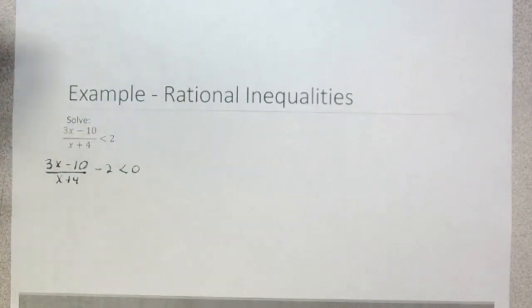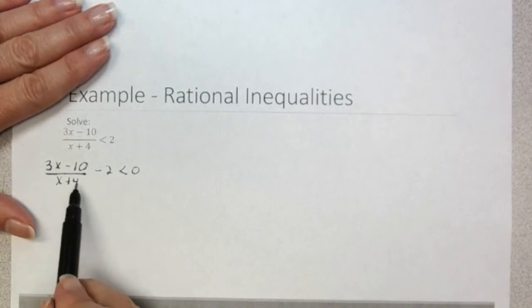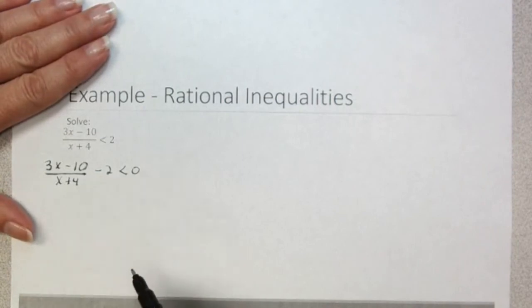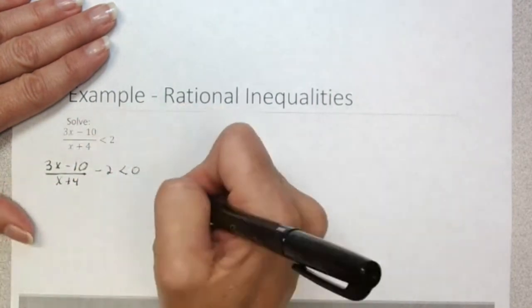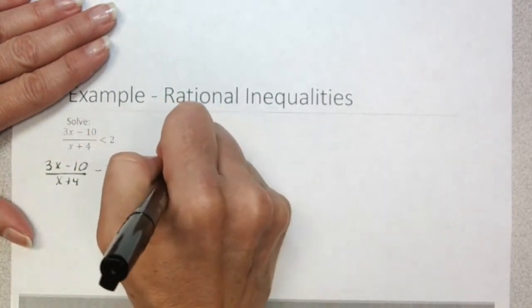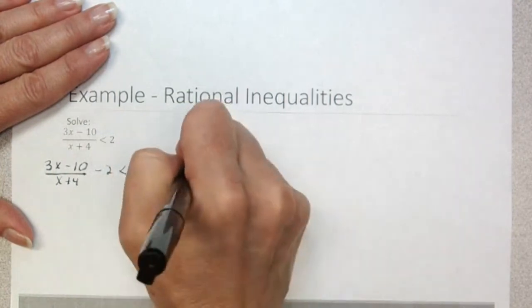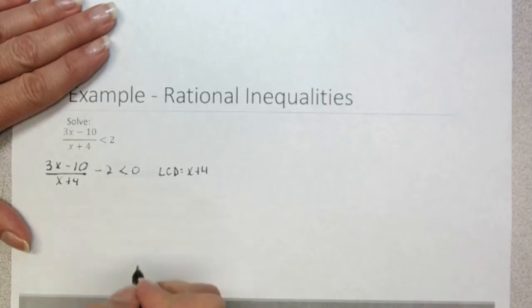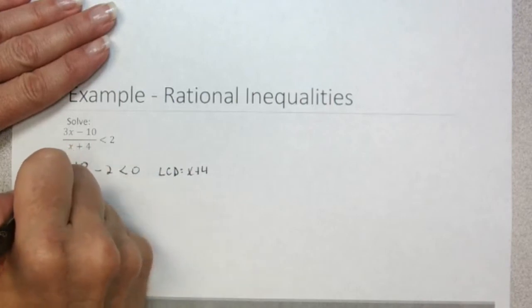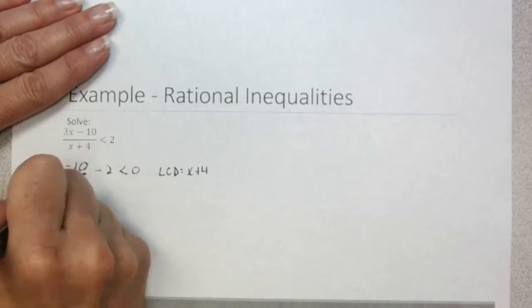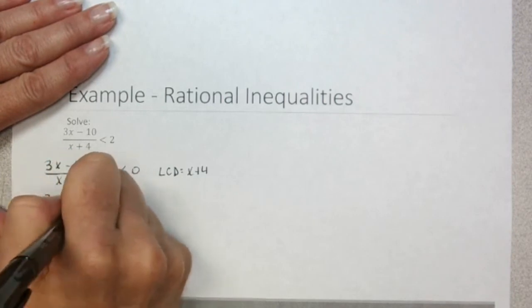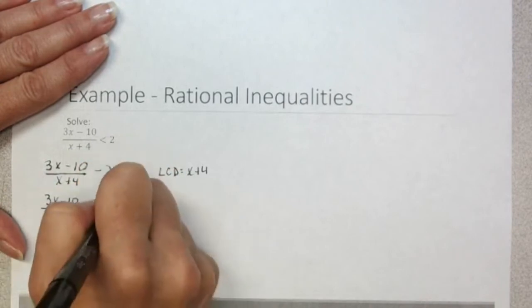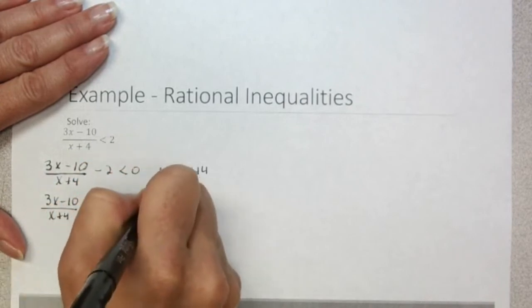Now we need to establish a common denominator so we can combine these into one term, one rational expression. Our least common denominator here is x plus 4, so that's the denominator that we want to establish. Since the first term has it, I only need to multiply the second term by (x plus 4) over (x plus 4). We have (3x minus 10) over (x plus 4) minus 2 times (x plus 4) over (x plus 4), less than 0.